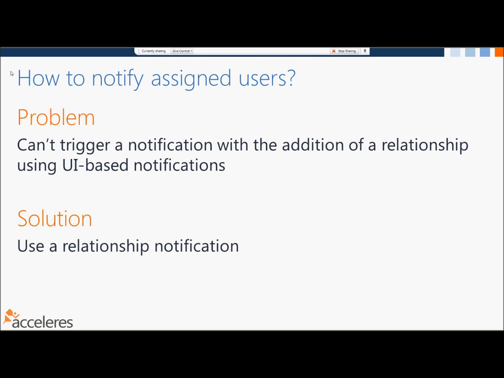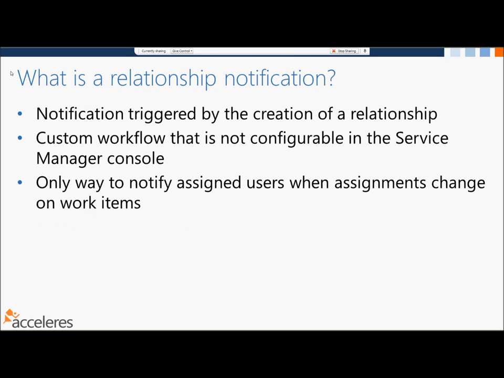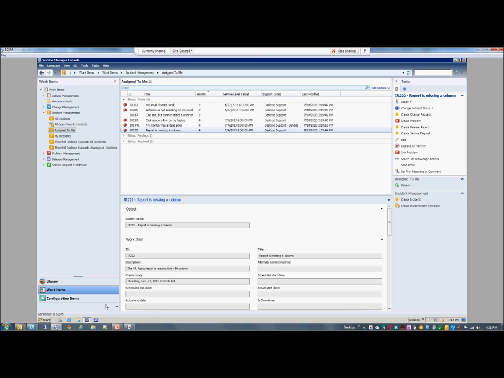The solution to this is to use a relationship-based notification. A relationship-based notification is an email notification that's triggered whenever any kind of relationship is created in Service Manager. And while this type of workflow is supported by Service Manager, it's a custom workflow that cannot be configured inside of the Service Manager console or through the UI. And this is the only way to reliably notify an assigned to user when assignment changes have happened.